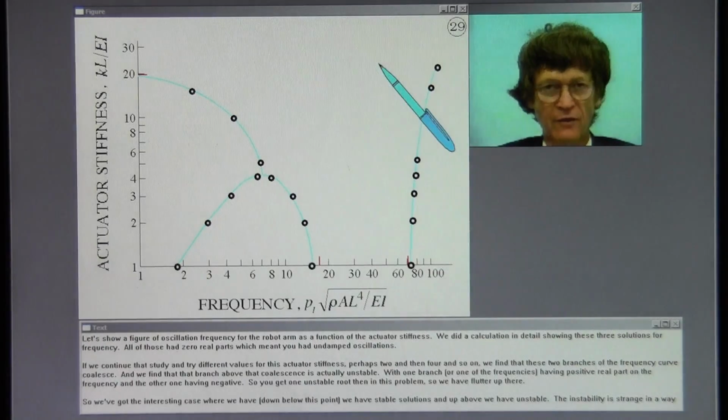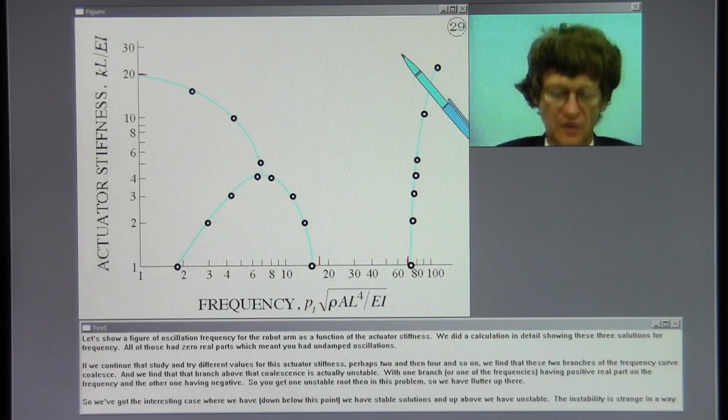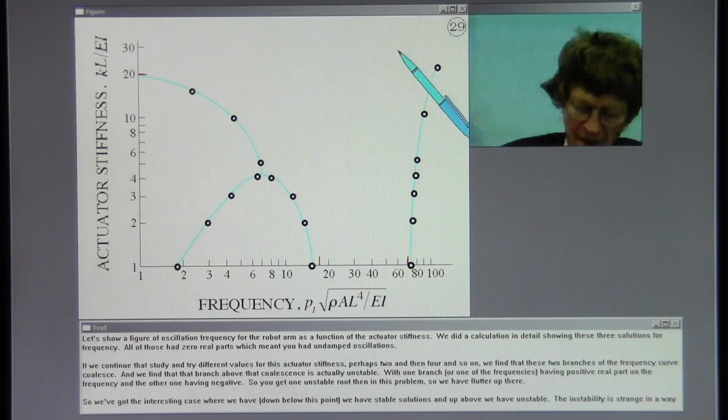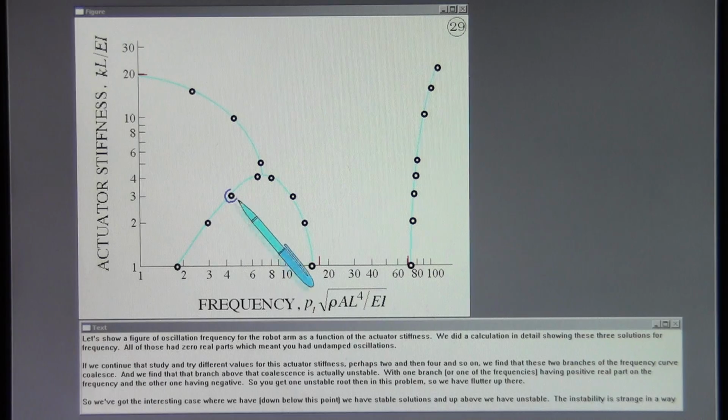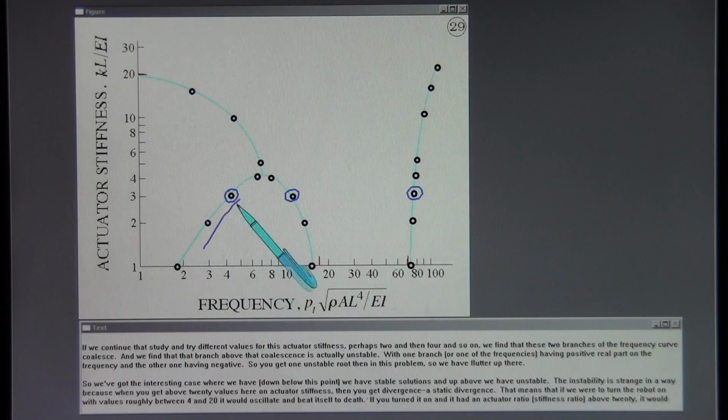Let's show a figure of oscillation frequency for the robot arm as a function of the actuator stiffness. We did a calculation in detail showing these 3 solutions for frequency. All of those had 0 real parts, which meant you had undamped oscillations. If we continue that study and try different values for this actuator stiffness, perhaps 2 and then 4 and so on, we find that these 2 branches of the frequency curve coalesce.